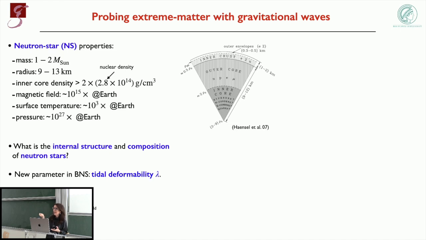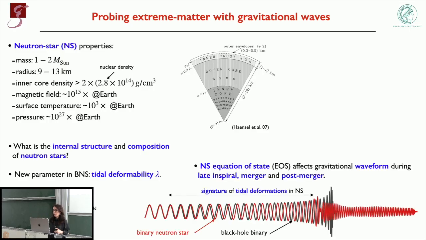Now, why can you say something with gravitational waves? Well, there is a parameter which is different from 0 for a neutron star and is 0 for a black hole, which is called the tidal deformability parameter. It is basically the ratio between the quadrupole moment the neutron star acquires because of the external tidal field of the companion. And this has an imprint on the waveforms.